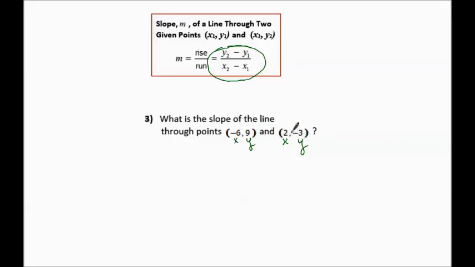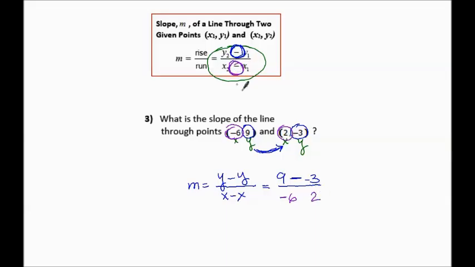So I'm going to be subtracting in this direction from left point to right point. So first I'm going to be subtracting my y's on the numerator. So it's going to be this 9, it's going to be this negative 3, and this subtraction symbol that was in the middle is still there. In the bottom I'm going to be subtracting the x's, so I'm going to be subtracting this x, negative 6, I'm going to be subtracting this 2, and in the middle there is a subtraction symbol.